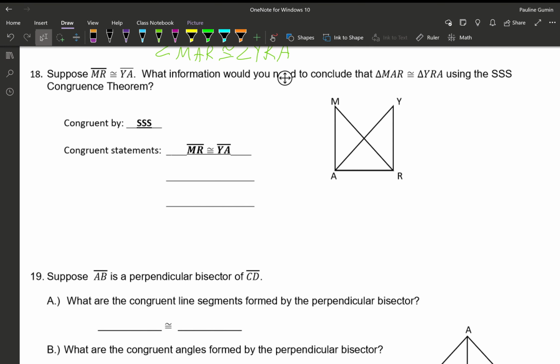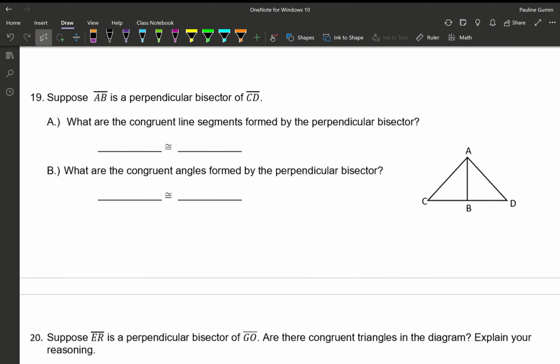All right, number 18. Suppose line MR is congruent to line YA. What information would we need to conclude that these two triangles are congruent using side, side, side? Oh, I love side, side, side. That's usually the easier one to do. Okay, so MR and YA, those are diagonals. So what sides does that leave us with? Because we need all 3 sides. That leaves us with this side right here, MA. It is congruent to this side right here, YR. And we can use the reflexive property on the bottom to say that AR is congruent to AR.